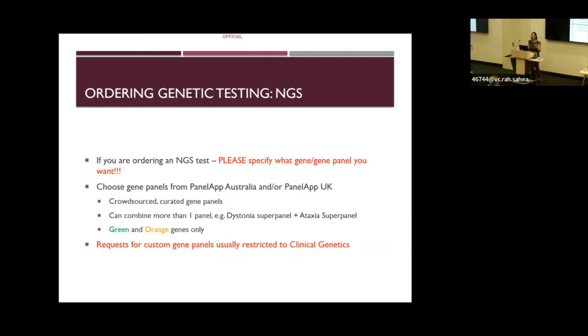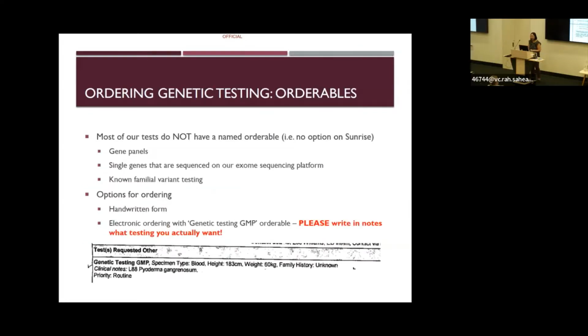We only do the green and orange genes from those gene panel lists because those are the ones that have got evidence for them. Requests for custom gene panels, we tend to restrict those to clinical genetics just due to the complexity. So unfortunately, in terms of ordering, the system is a bit clunky and outdated. We're working on it, but things take time.